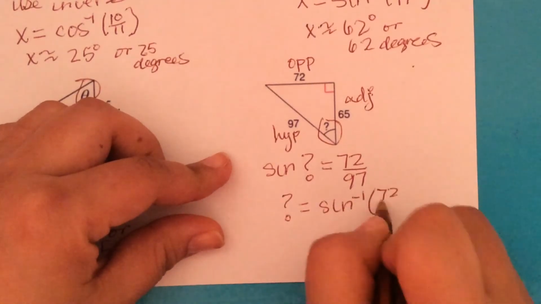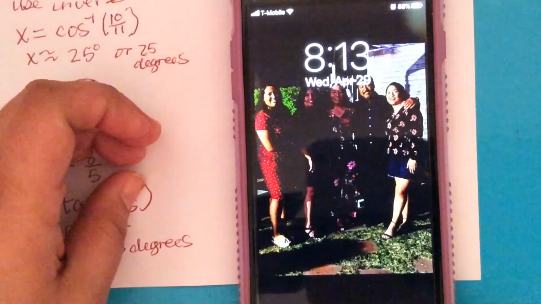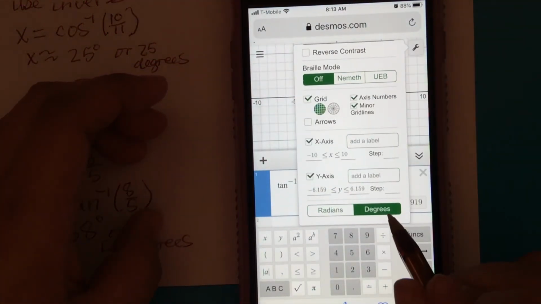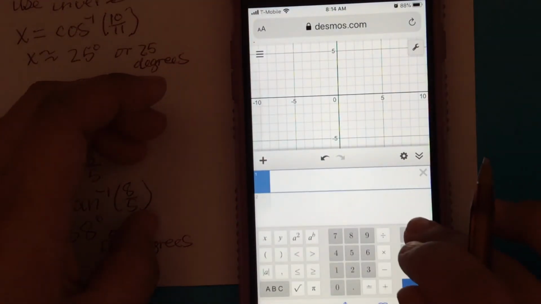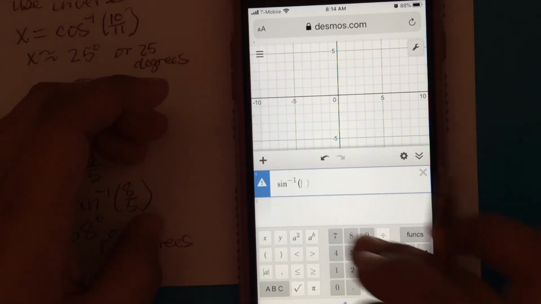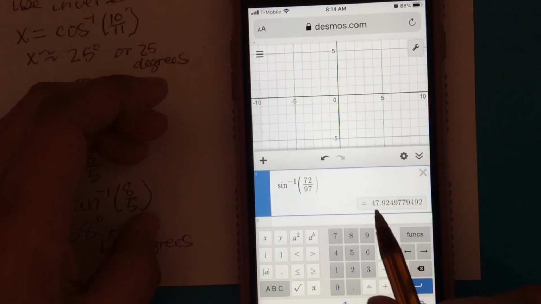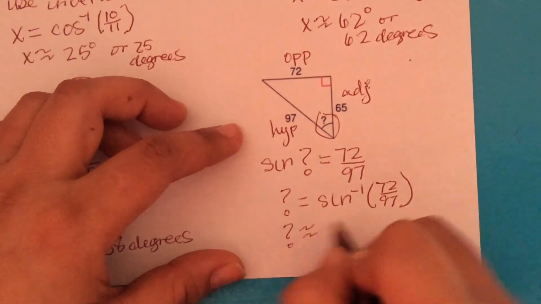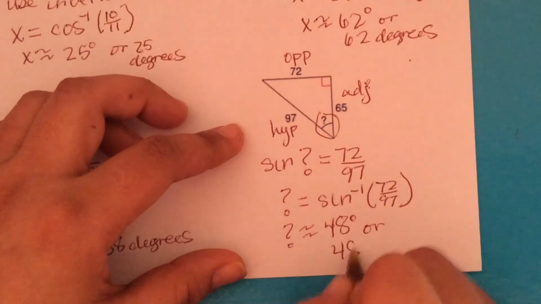of 72 over 97. We're going to go over here to my decimals. One more time, I'm going to remind you that you have to be in degrees. Once you put in degrees, you should be able to use it for all of these problems. So I'm going to use sine inverse. So go to function, sine inverse, and you're going to do 72 divided by 97. And it's going to be 47.9, which rounds up to 48. So x, or actually question mark, is approximately 48 degrees.